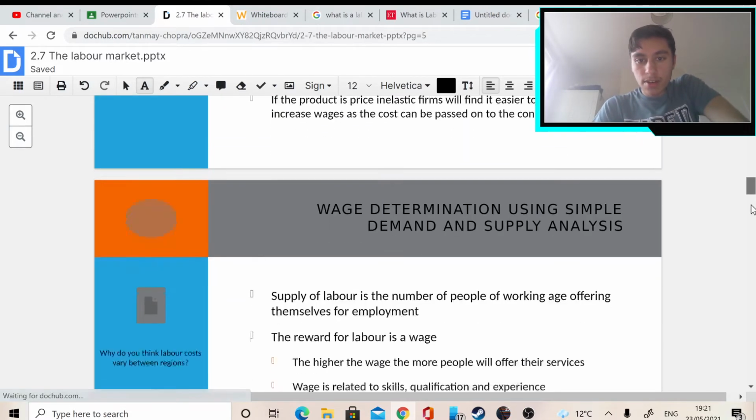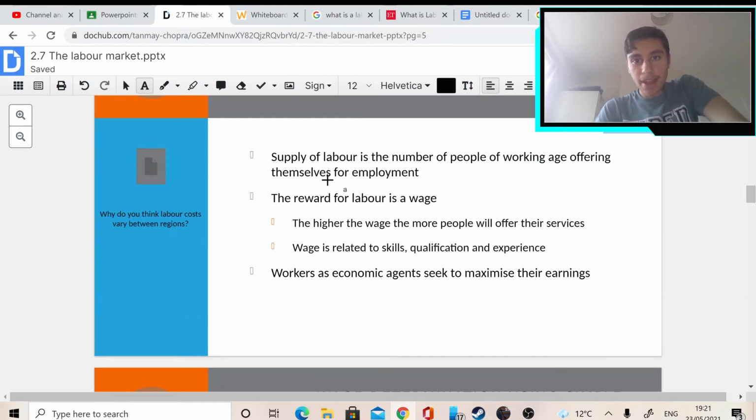And so let's go. Here, supply of labor is the number of people of working age offering themselves for employment at a given time. Always write at a given time. And the reward for labor is a wage. The higher the wage, the more people will offer their services. Wage is related to skills, qualification, and experience.